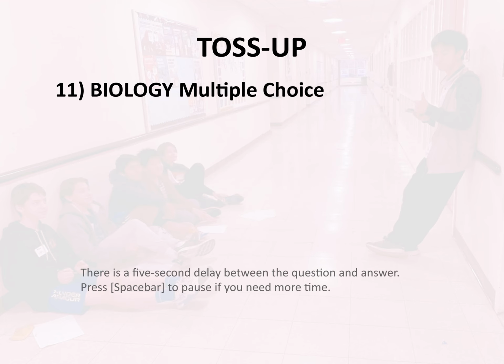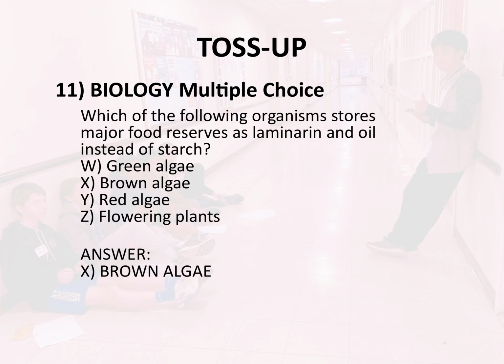Toss-up 11. Biology. Multiple choice. Which of the following organisms stores major food reserves as laminarin and oil instead of starch? W. Green algae. X. Brown algae. Y. Red algae. Z. Flowering plants. Answer, X. Brown algae.